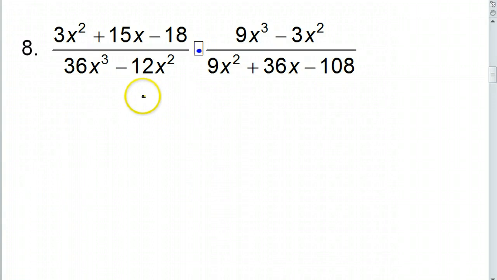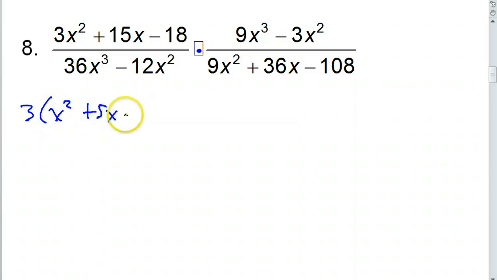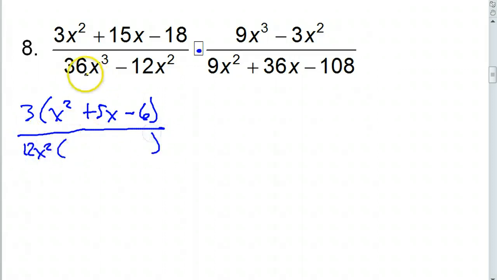We're going to factor and cancel everything we can. So looking at the numerator right here, there's a GCF happening here. That's going to be 3, and that's going to leave x squared plus 5x minus 6. And we'll factor that more later. And right here, I see a GCF of 12x squared. Hold on, let me just complete this one little part. And that's going to leave behind 3x minus 1.